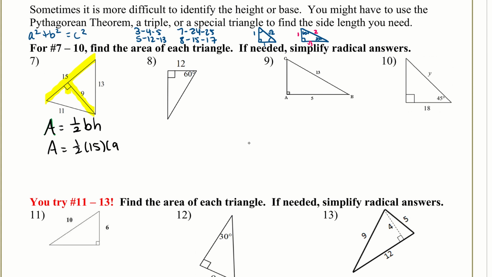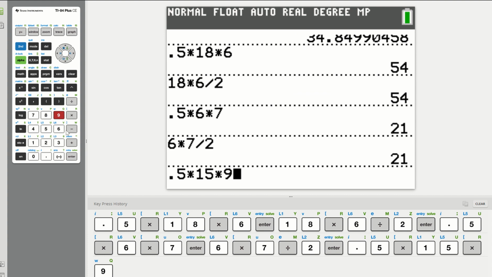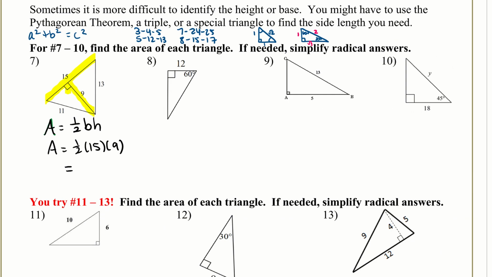Now, you're not always going to get a whole number answer here. If I multiply this out, I'll do 1/2 of 15 times 9. I'm going to get 67.5. That doesn't mean you did it incorrectly. It just means we didn't get a whole number.